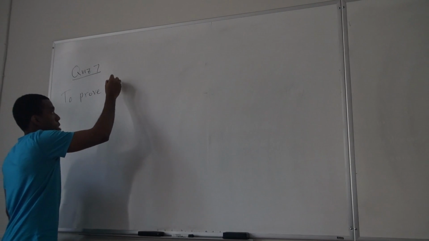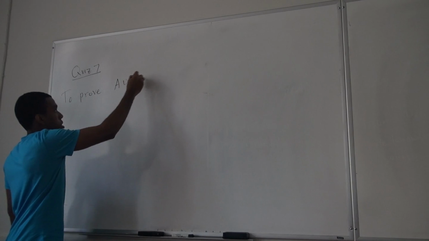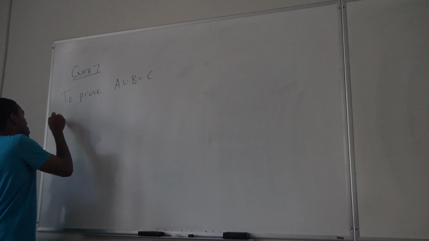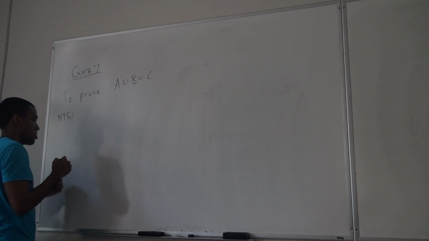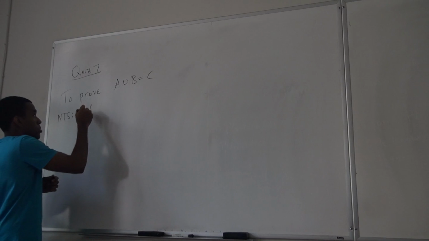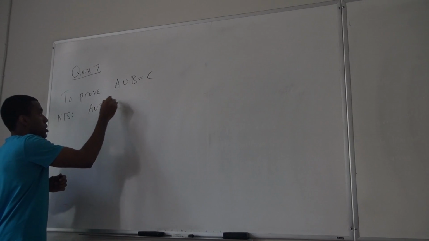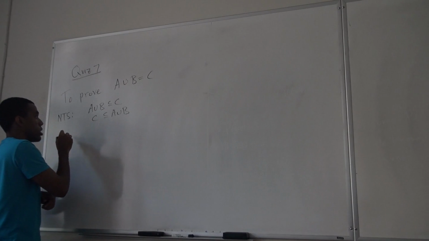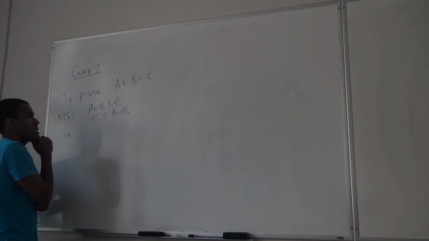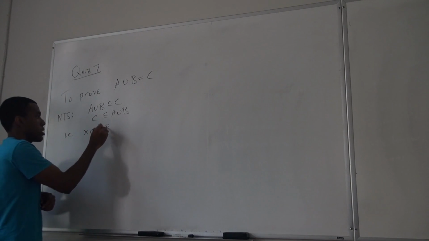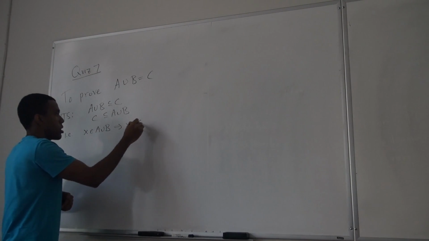Prove something like, I don't know, A union B equals C. This is just some random example. What do you need to show? A union B is a subset of C, and C is a subset of A union B. Okay, yeah. And how do you show that? Show that if x is an element of A union B, it is also an element of C, and vice versa.